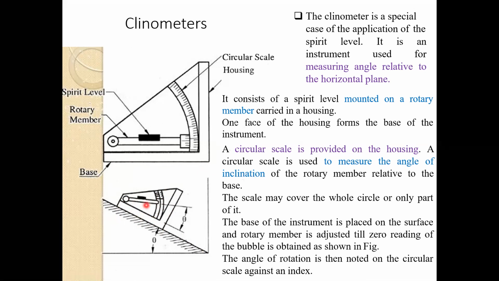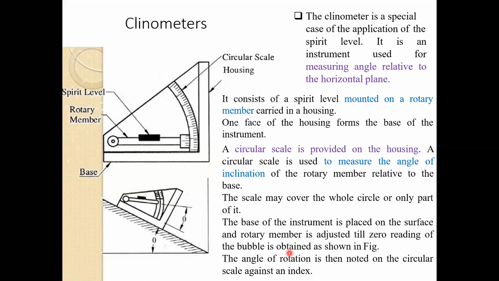When you get the zero reading in the spirit level, you can measure the angle on this scale. That is the angle of inclination. Simply observe here: the base of the instrument is placed on the surface and the rotary member is adjusted till the zero reading of the bubble is obtained.